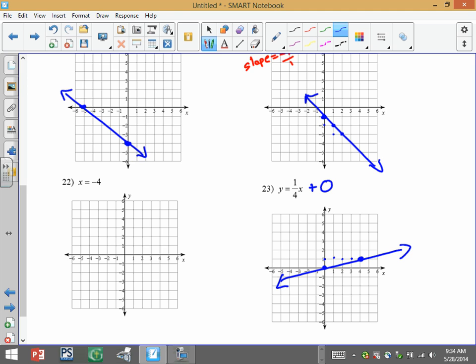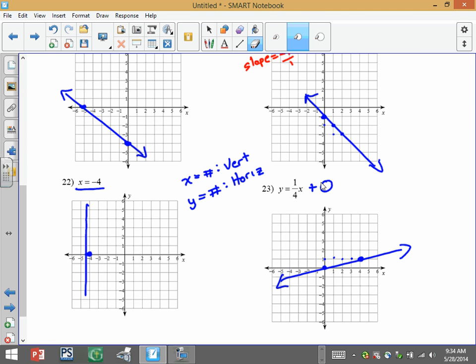Now 22 is a little bit different because it's x equals a number, and we could also have y equals a number, which we haven't seen on this sheet either. If it's just a number, those are two special kinds of lines. If it's x equals a number, remember that's a vertical line. If it's y equals a number, that's a horizontal line. So since this is x equals -4, we're just going to go on the x-axis to -4. And then from there, we can't get a second point.